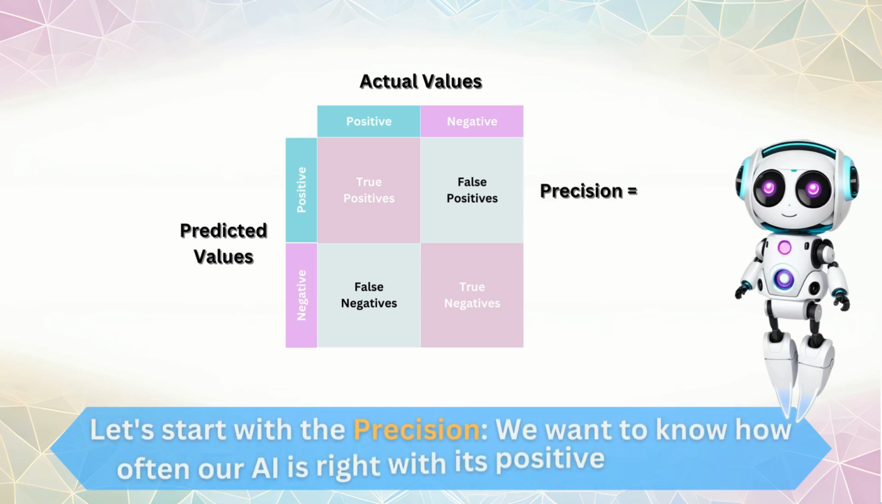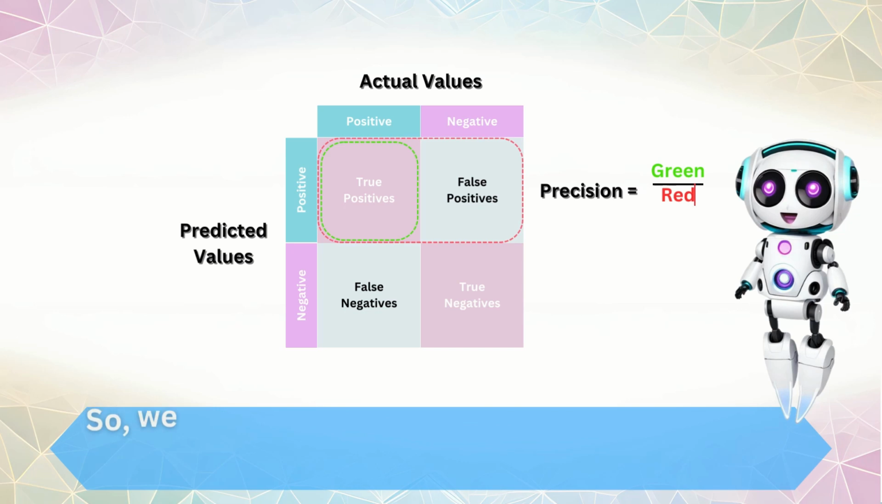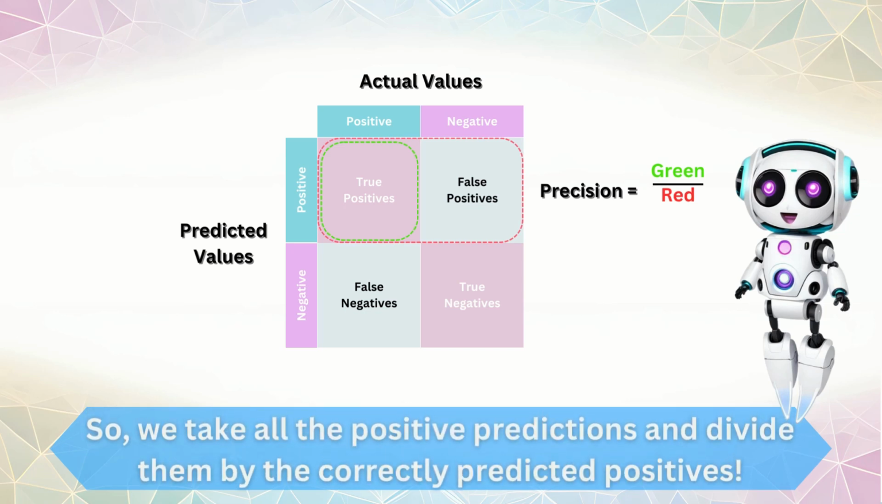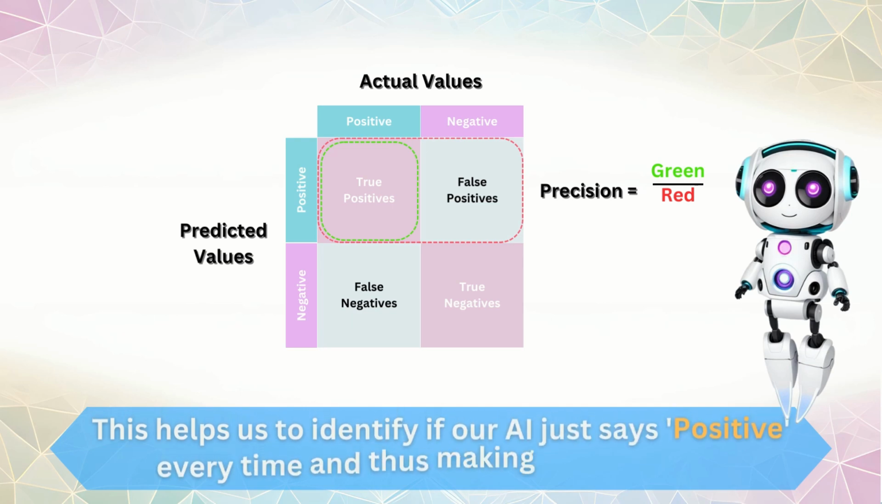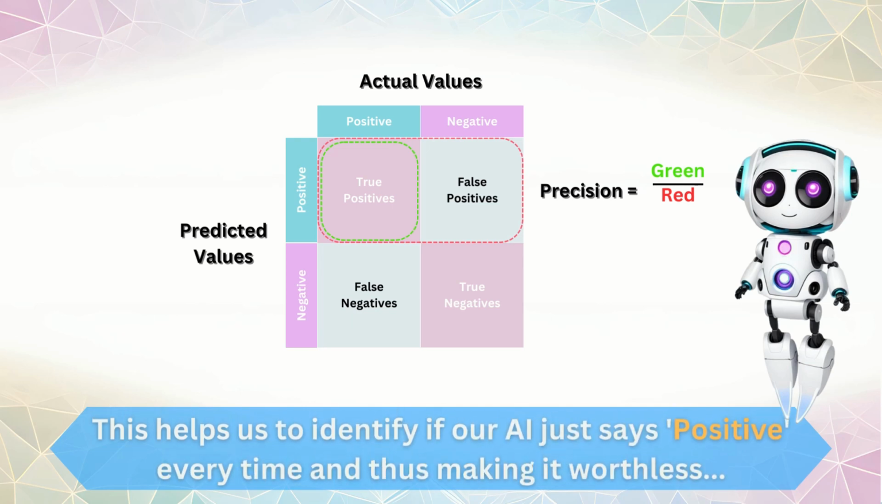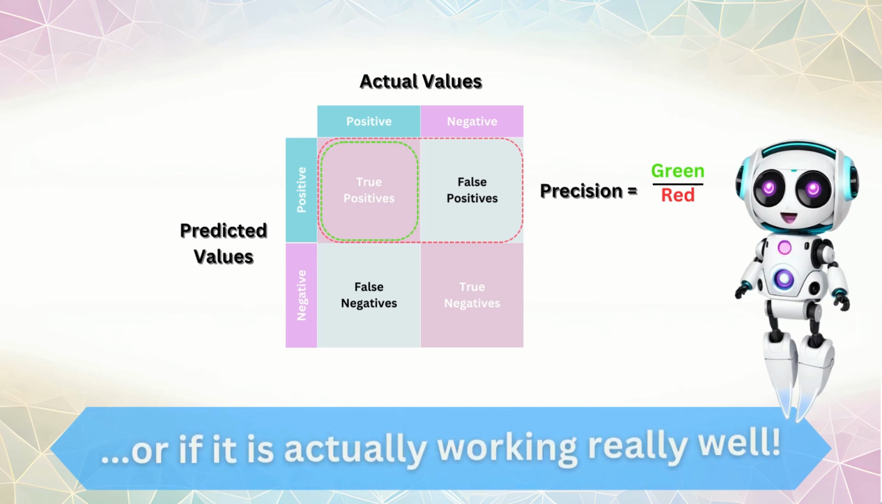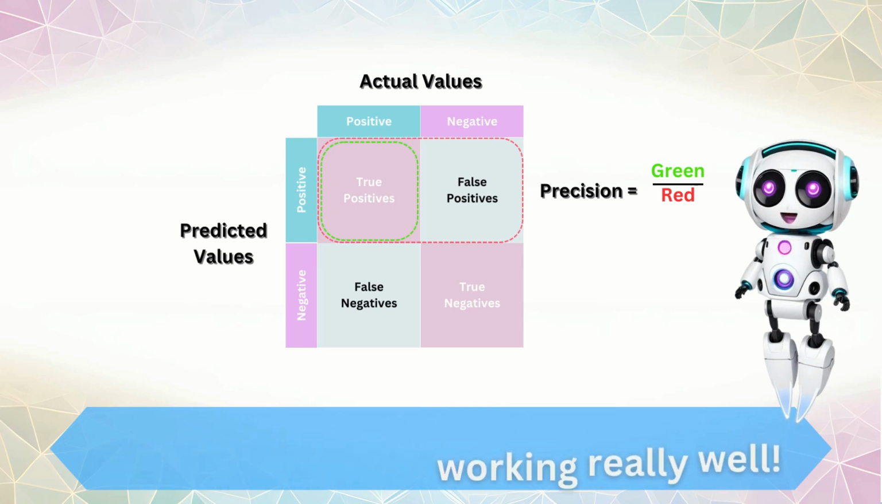Let's start with the precision. We want to know how often our AI is right with its positive prediction. So we take all the correctly predicted positives and divide them by all the positive predictions. This helps us to identify if our AI just says positive every time and thus is worthless, or if it is actually working really well.